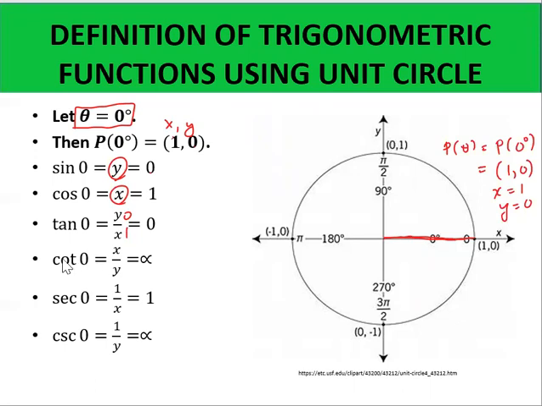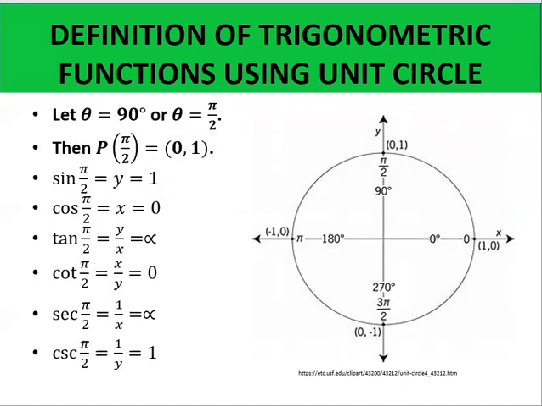Now, the reciprocal of tangent is 1 over 0. So that's going to be undefined. So cotangent of 0 is undefined. Secant of 0 is the reciprocal of cosine, and the reciprocal of 1 is 1. And cosecant of 0 is the reciprocal of sine. So that's going to be 1 over 0, which is also undefined.